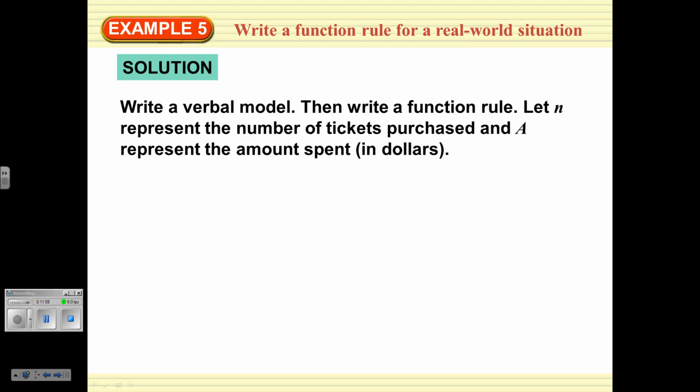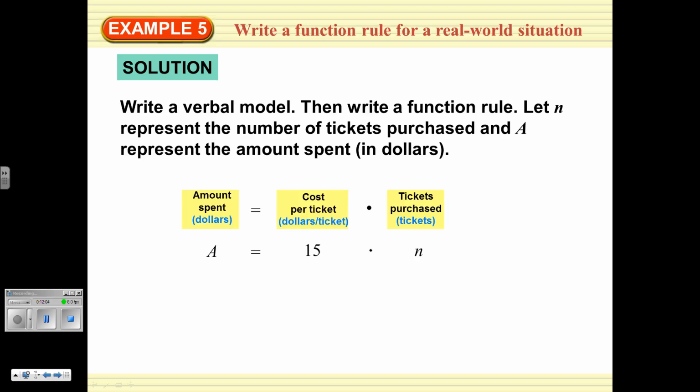Okay, so let N represent the number of tickets purchased, and A represent the amount spent in dollars. So amount spent, however much you spend, is going to depend on the cost per ticket, obviously, times the number of tickets you buy. I mean, if you buy no tickets, you're going to spend no money. So however many tickets you buy, that determines your cost. So our amount in dollars is A equals the cost per ticket, 15, times the number of tickets purchased, N. So our function is A equals 15N.